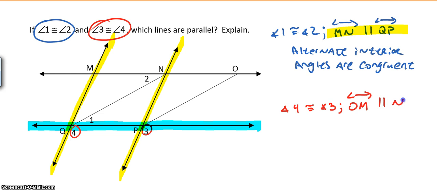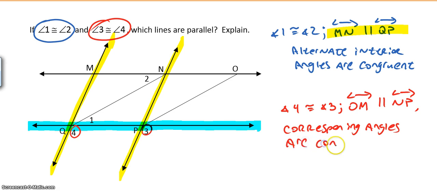parallel to line NP, and my reasoning is corresponding angles are congruent. So basically what you're doing is looking for one of those reasons up above. We had 5 reasons up above. If corresponding angles are congruent, then my lines are parallel. So we could use that whole if-then sentence here. If corresponding angles are congruent, then my lines are parallel. And which lines are parallel? Well, QM is parallel to NP.